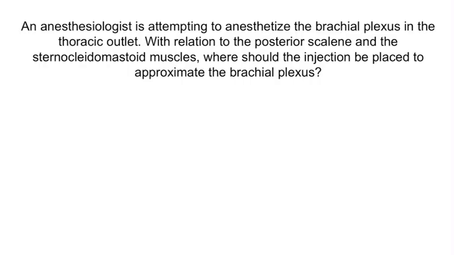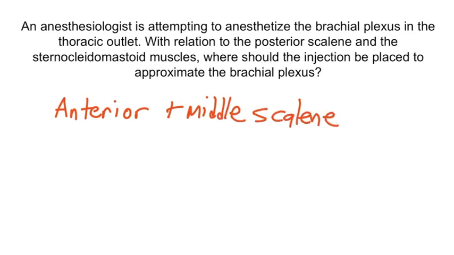Now let's do a question to apply what you've learned. An anesthesiologist is attempting to anesthetize the brachial plexus in the thoracic outlet. With relation to the posterior scalene and the sternocleidomastoid muscles, where should the injection be placed to approximate the brachial plexus? Well, recall that the brachial plexus runs between the anterior scalene and the middle scalene.